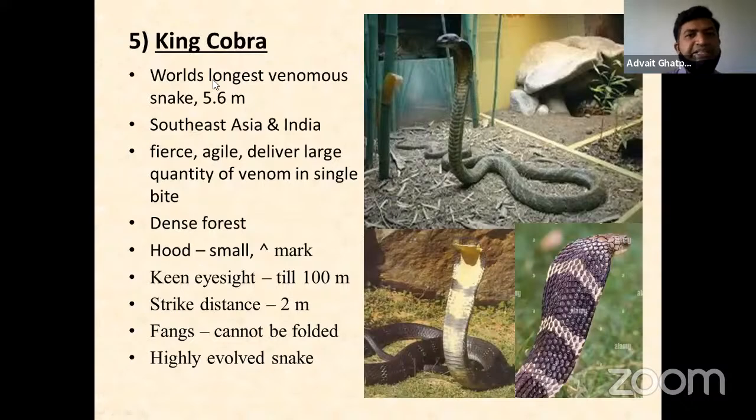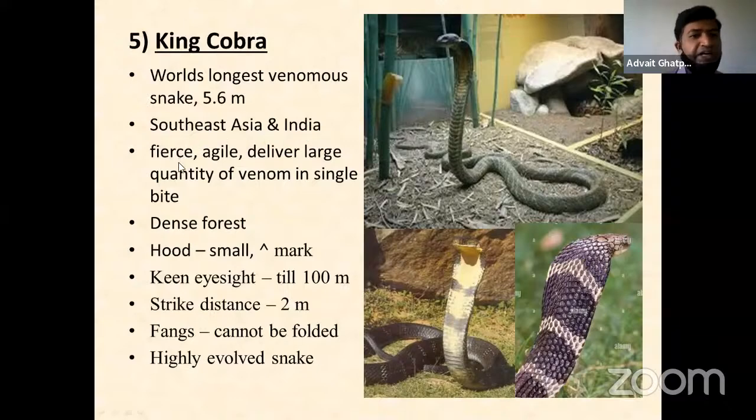Okay, the next one is king cobra. ही चौथी सबस्पेसीज आहे नाजा नाजाची, आणि that is called king cobra, की ज्याला आपण नागराज असं म्हणू शकतो. आणि it is world's longest venomous snake, which can have a length near about 5.6 meter. It is generally occurring in Southeast Asia and India.